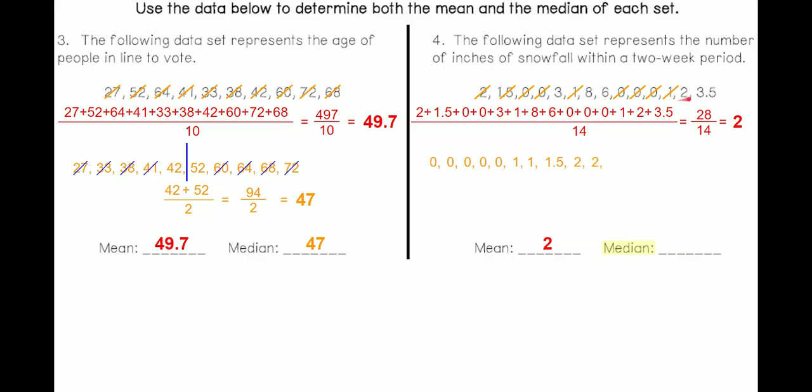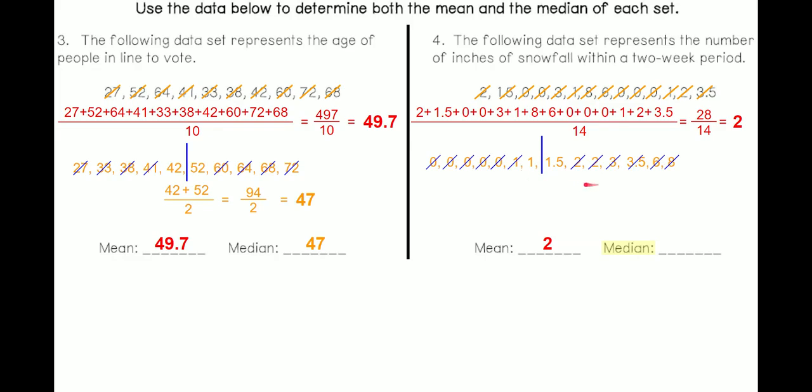Then another 2, and then you've got, looks like 3, then 3.5, then 6, then 8. So once I have all those numbers ordered from least to greatest, cross off 1 from each side. 0 and 8, 0 and 6, 0 and 3.5, 0 and 3, 0 and 2, 1 and 2, 1 and 1.5. 2 numbers left, so let's find the middle number.